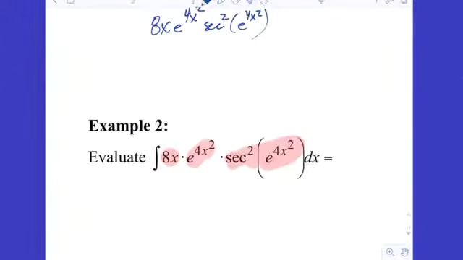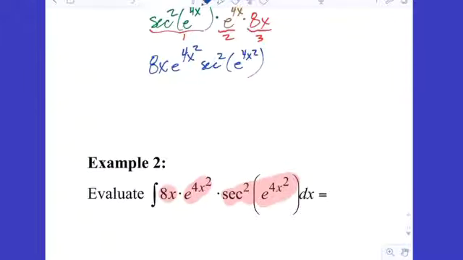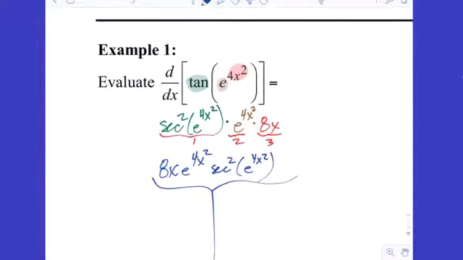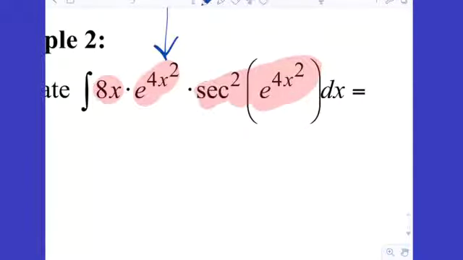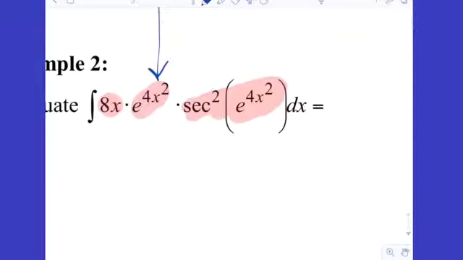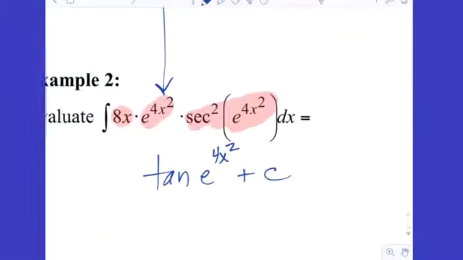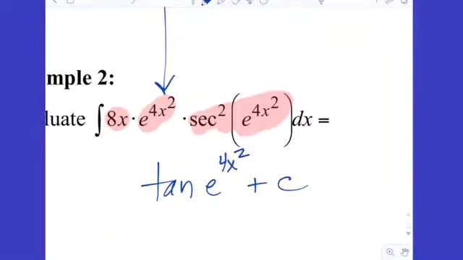Yeah, if you have a relatively decent short-term memory, you will realize that that right there is exactly that right there. And we know what we took the derivative of to get that. It was tangent of e to the 4x squared. Therefore, since the derivative and integrals are inverses, the antiderivative of that should be tangent of e to the 4x squared. But of course, we make the allowance that there could have been some constant in the beginning that we were unaware of. And there's the answer.